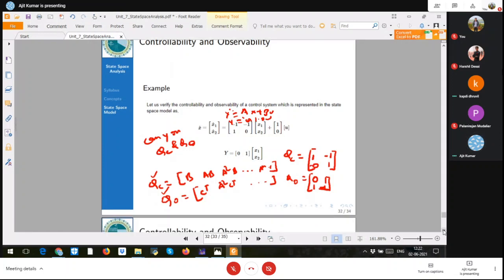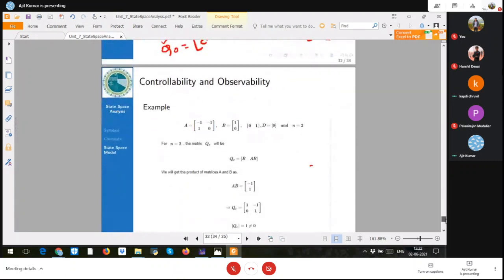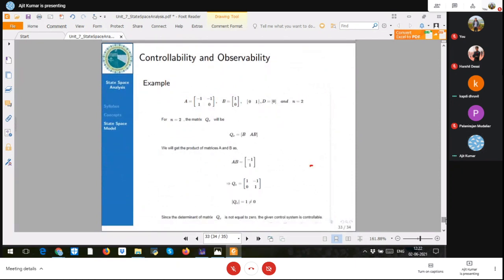So okay, let's see. As all of you know, we have A matrix as -1 -1 1 0, B is 1 0 0 1, D is 0, and N is essentially 2 because A will have dimension of n cross n, so N is 2. In the QC matrix we have to take only two elements, because A^(n-1)B here is AB, only two terms. So again this should be 2 plus 2.